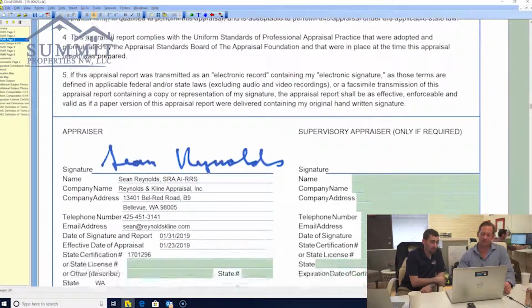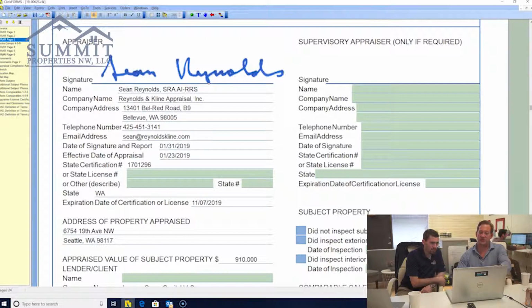And really then, like, the addendum pages. And then did we sign it? Okay, date of the signature and report. This is the date we actually sign it. Well, we just take the date next to the value on the page, and that's the effective date.